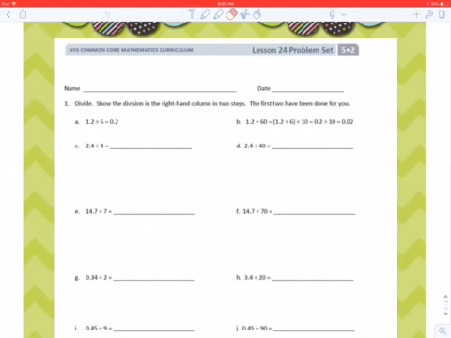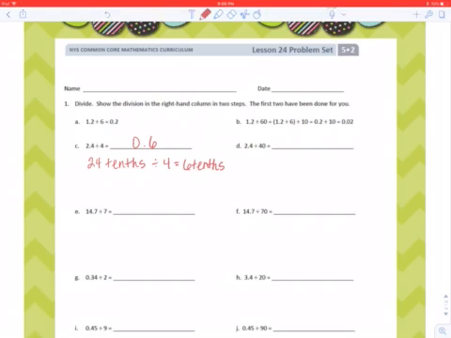So it says divide. Show the division in the right-hand column in 2 steps. The first 2 have been done for you. So take a look at C. It's 24/10, which I would go ahead and think of as 24/10 in unit form, divided by 4 equals 6/10, correct? We've done this before. And then I'll just write it in standard form.